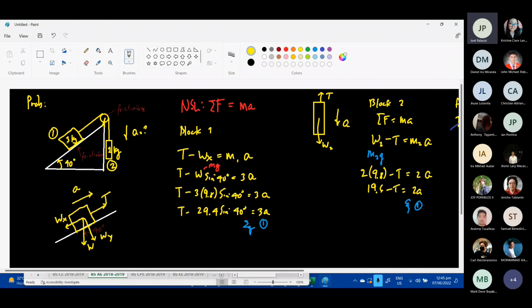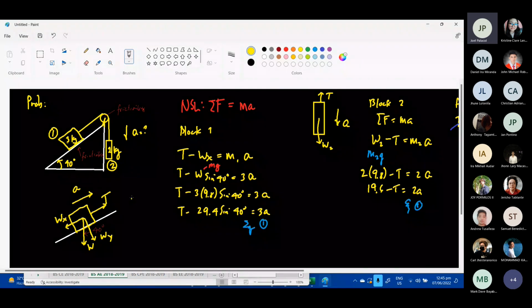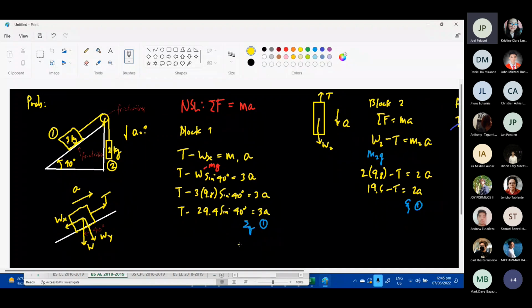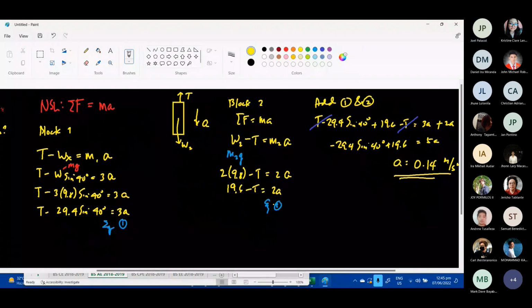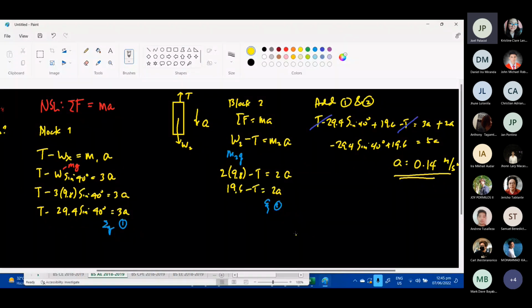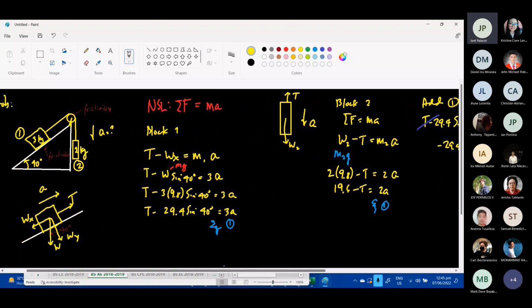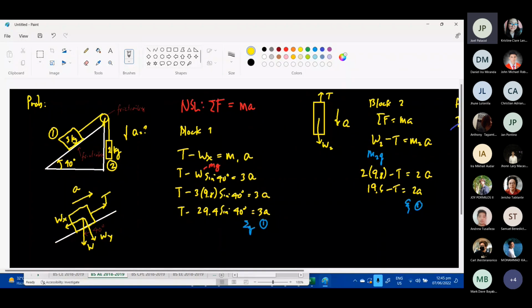What do you think will happen if I'm going to increase the mass of block 1 to say 4 kilograms? If it is 4 kilograms, what do you think will happen? Any idea on what will happen if I'm changing the mass of block 1 to 4 kilograms?